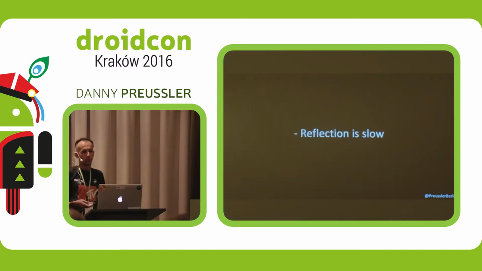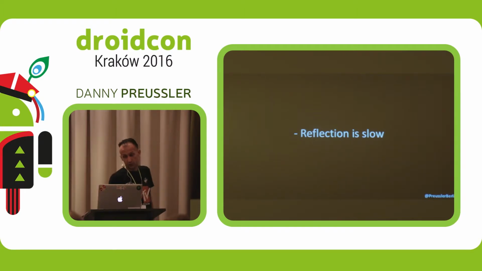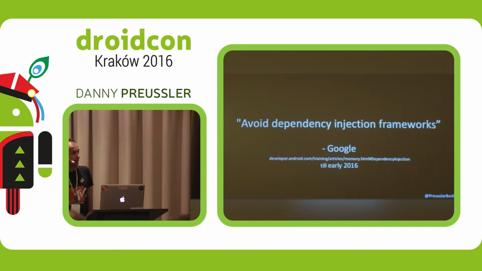There's one problem with this whole approach that Roboguice had. It's reflection. Until March this year, you could find this in the Google documentation of Android. It says don't use dependency injection frameworks. They updated it now. It's not there anymore, but you can still find tickets to update this text. There were a lot of frameworks a few years ago. There was Roboguice, there was Spring for Android, there was Android Annotations, and all of them had an approach like this. But it was super slow, because reflection on Android is much slower than on the JVM.